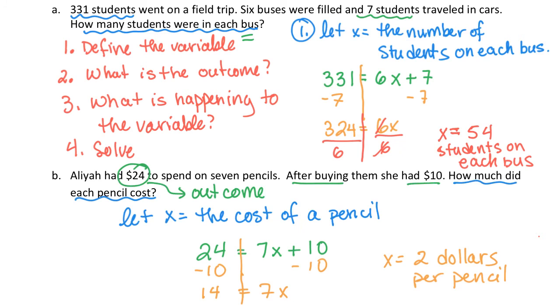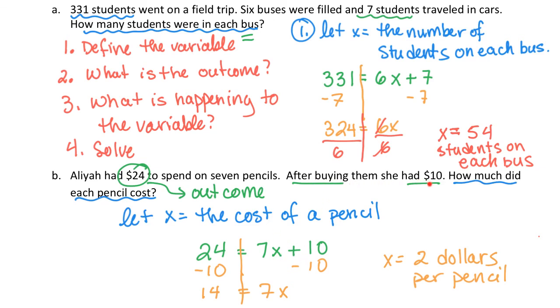All right, let's see if you've got the same answer I do. So here's the first thing I noticed was how much did each pencil cost? So I let x equal the cost of a pencil. My outcome was the $24 because she had $24 total to start with. So there's my 24. That equals the 7 times each pencil.